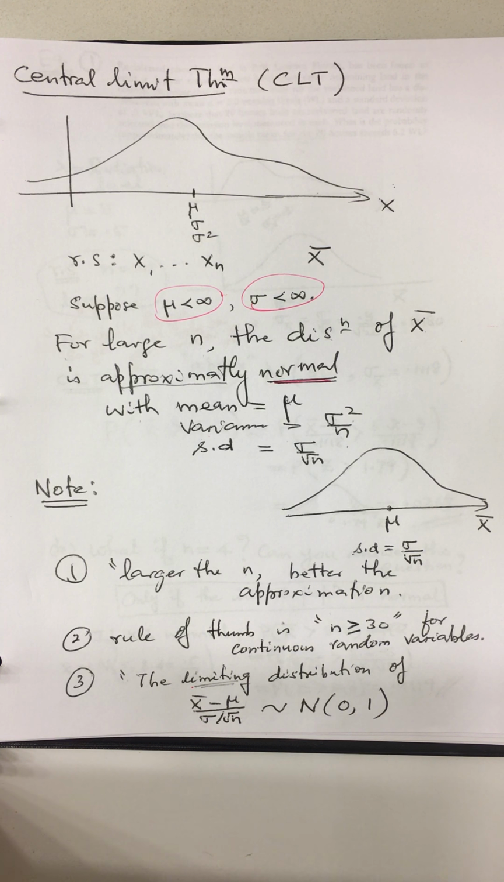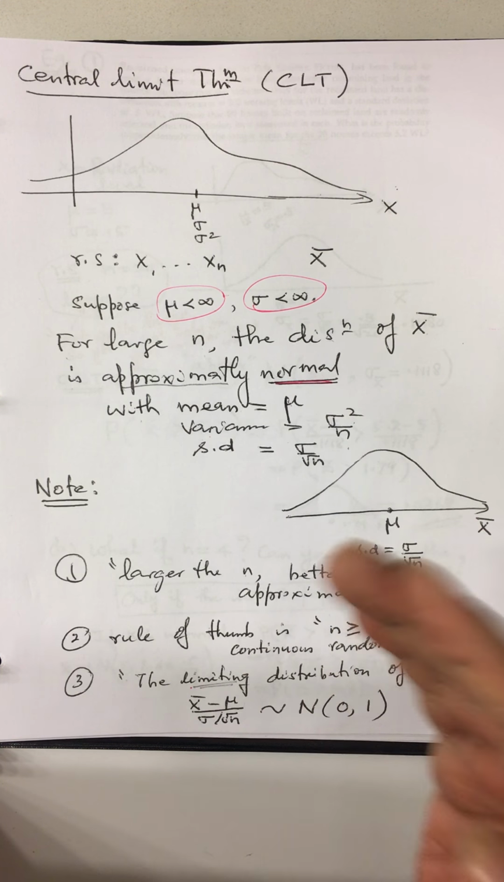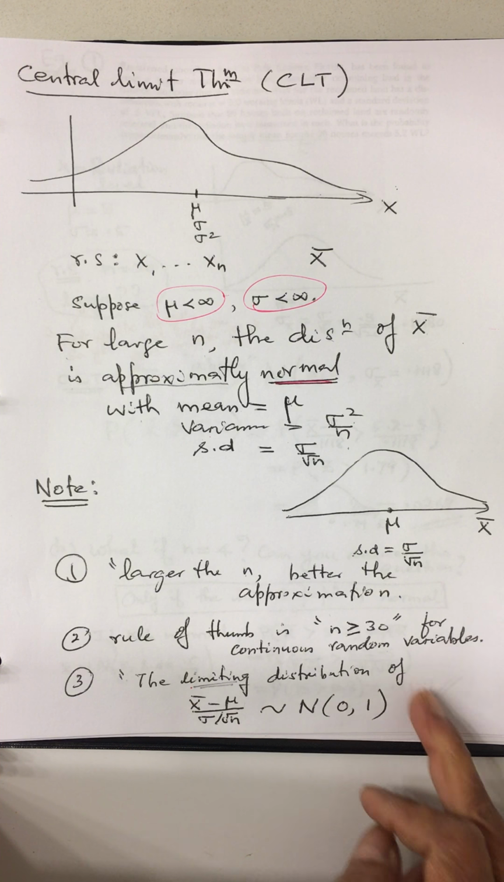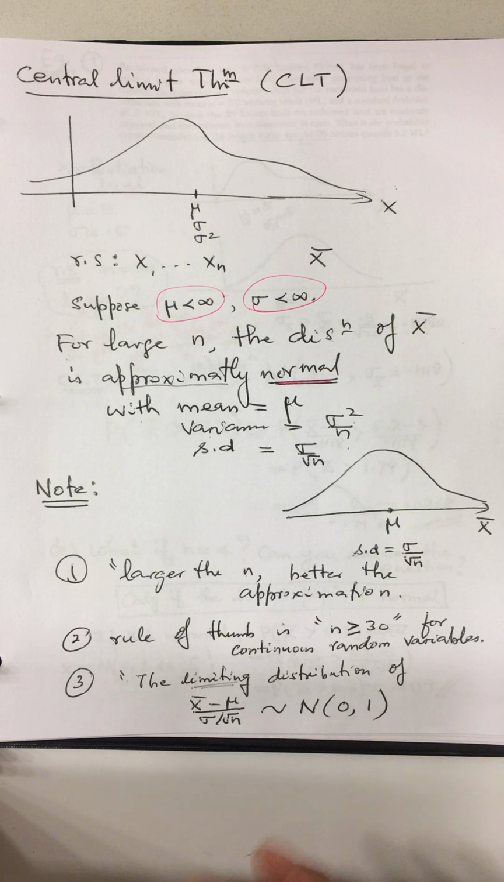So that's why this is a very, very important theorem. Even if we do not know anything about this, we can approximately figure out probabilities because we already know how to utilize the z curve. We can read those probability tables. Next, I will look into several examples with the central limit theorem.